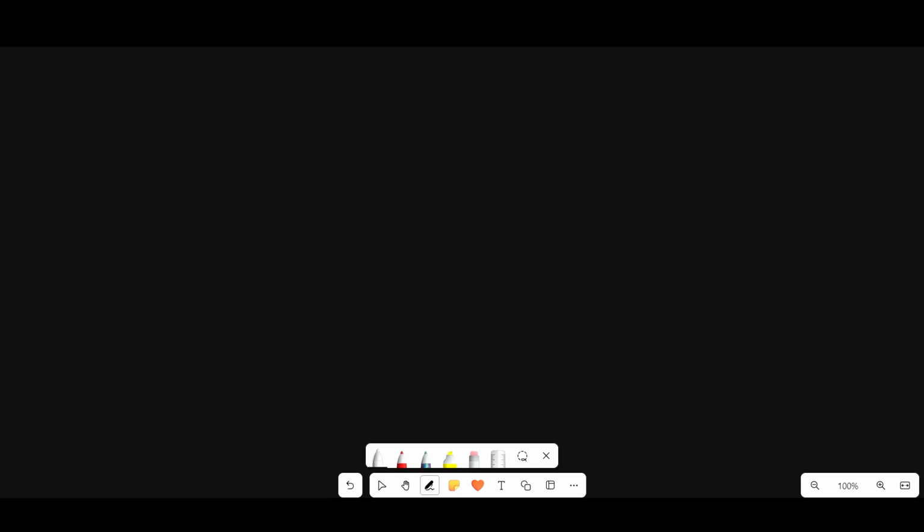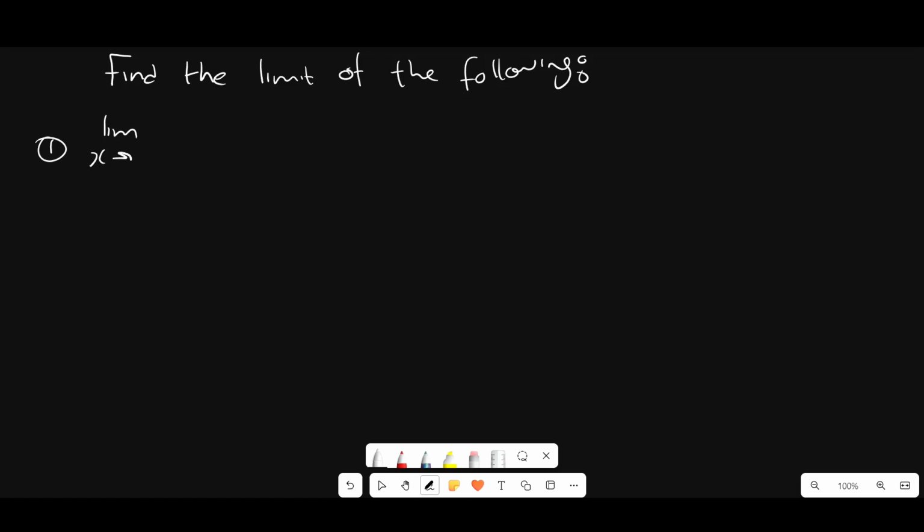Okay, so let us look at some examples. Let's say find the limit of the following, right? Now find the limit of the following one. Let's say find the limit as x approaches 0 of the function (3 minus 2x) squared, right? Go ahead and pause the video and try this on your own.